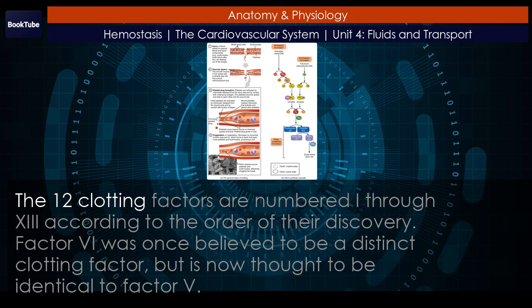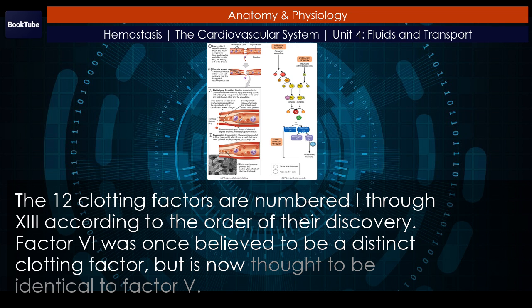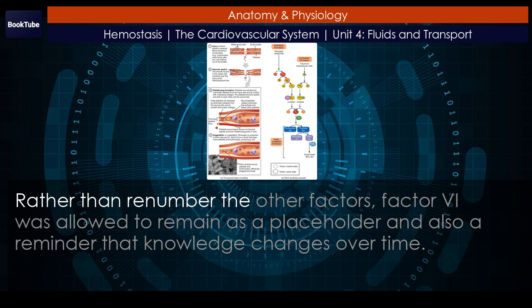The 12 clotting factors are numbered I through 13 according to the order of their discovery. Factor V was once believed to be a distinct clotting factor, but is now thought to be identical to factor V. Rather than renumber the other factors, factor V was allowed to remain as a placeholder and also a reminder that knowledge changes over time.